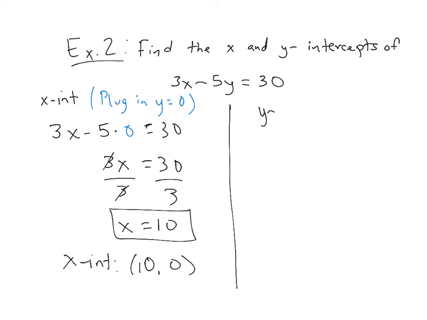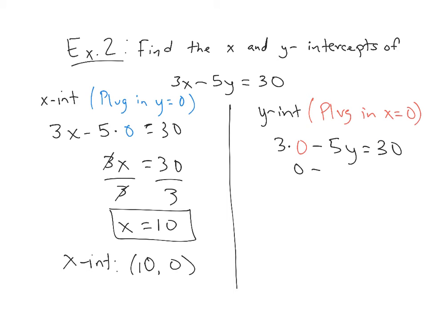Now again, in order to find my y-intercept, I'm going to plug in x equals 0. So then working this out, I'm going to have 3 times my x value, so 3 times 0, minus 5y equals 30. And again, 3 times 0 is just 0, and 0 minus 5y is just negative 5y. So I get negative 5y equal to 30. So I'll go ahead and work that out for the y value. If I have negative 5 times y equal to 30, enter your answer once you're ready.